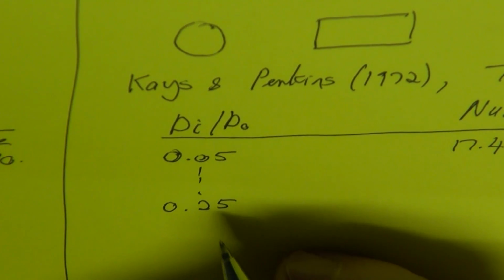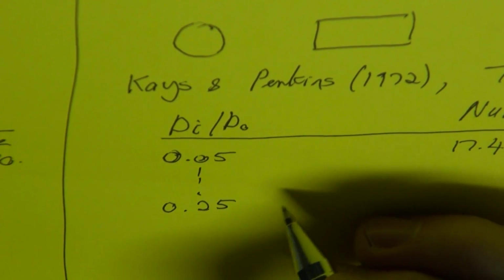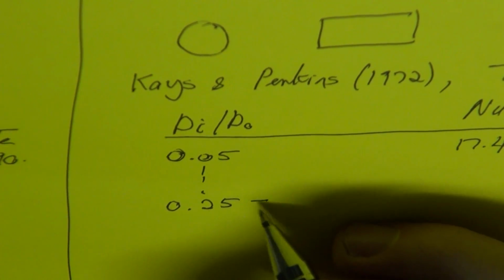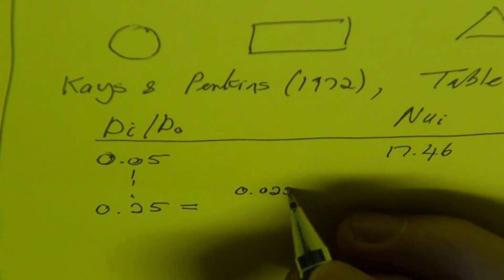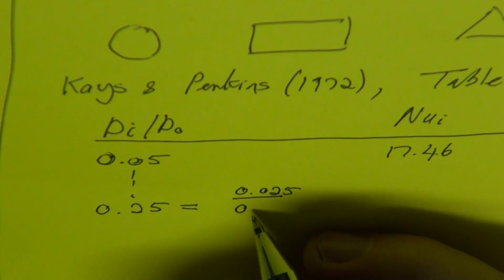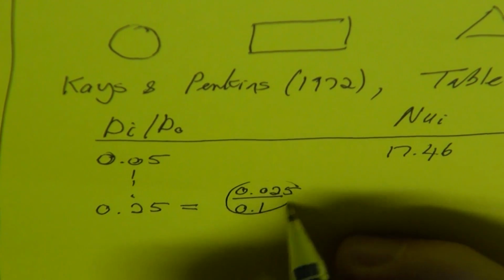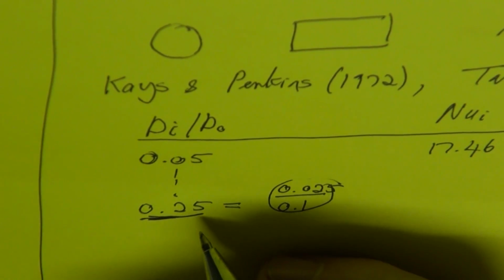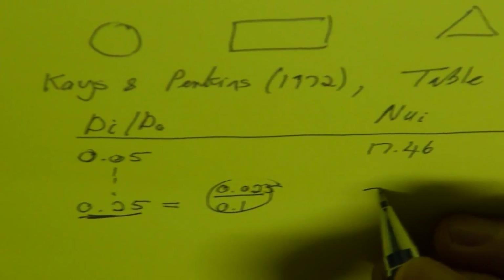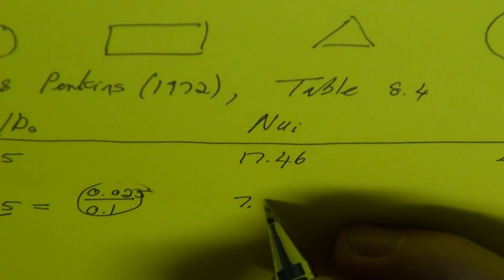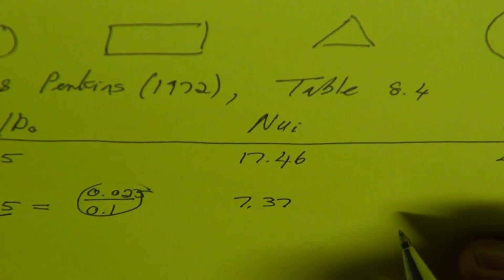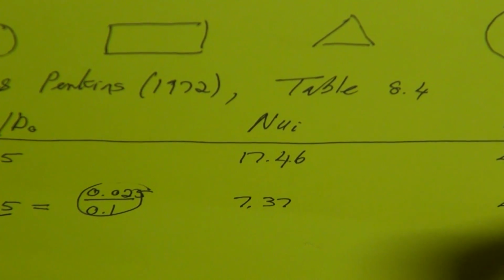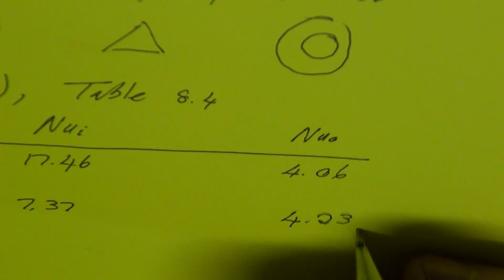the ratio of 0.25. Where do I get this ratio from? I get it from the inner diameter, which is 25 millimeters, 0.025, divided by the outer diameter, which is 0.1. So this ratio is equal to 0.25. And then the Nusselt number on the inside is equal to 7.37, and on the outside is 4.23.